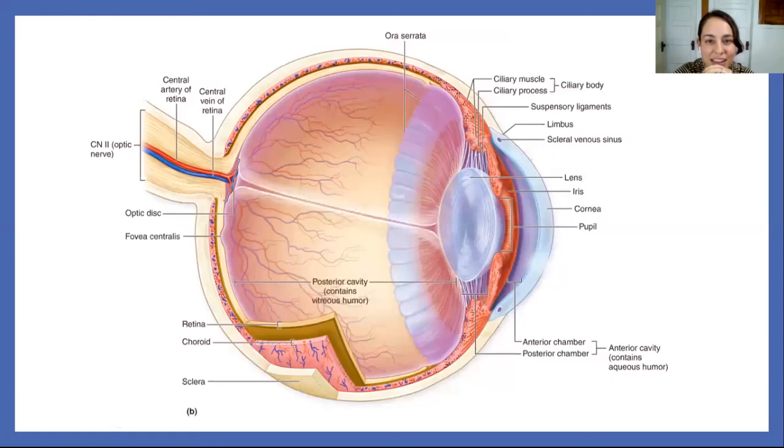Here's a picture of the eyeball. With this one, we're able to see very well the sclera, the choroid, and then the next layer is going to be the retina. Inside of the cavity, we're going to fill it with vitreous humor. And we see our lens right here, which is held in place by the suspensory ligaments of the ciliary body. Here's the iris with the pupil, the opening in the middle, and our cornea.